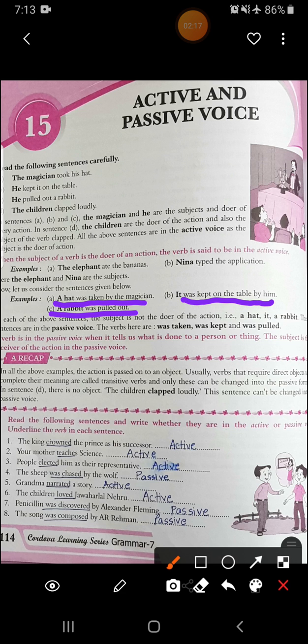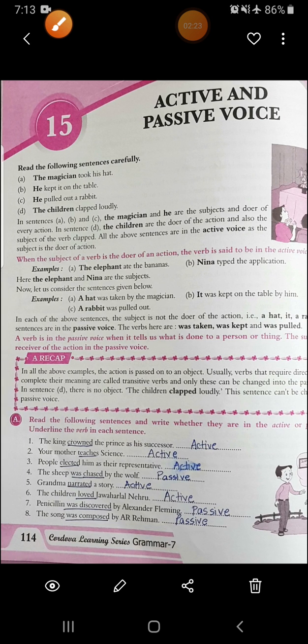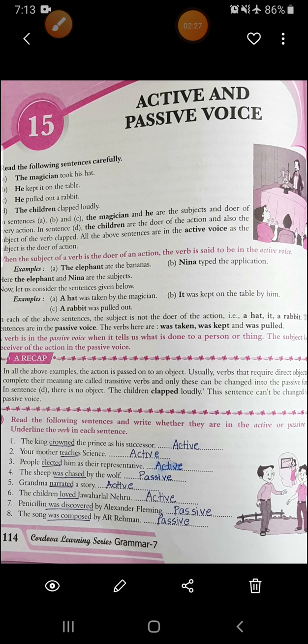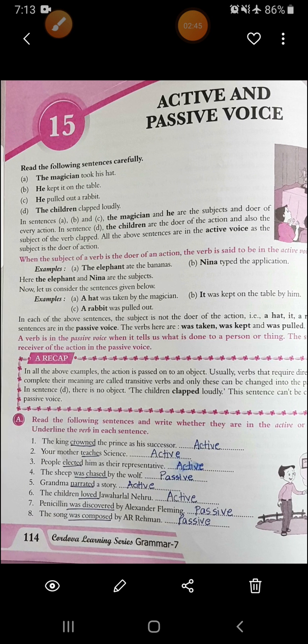Here, the subject is not the doer of the action. That is the hat, it, a rabbit. You can see. So these are in passive voice. And the verbs here are was taken, was kept, and was pulled. So here, remember the subject is not the doer of the action. Where is the subject gone? You can see there the action was done by the subject. But here it is not. Alright. So when the sentence is written in this form, it is called passive voice.